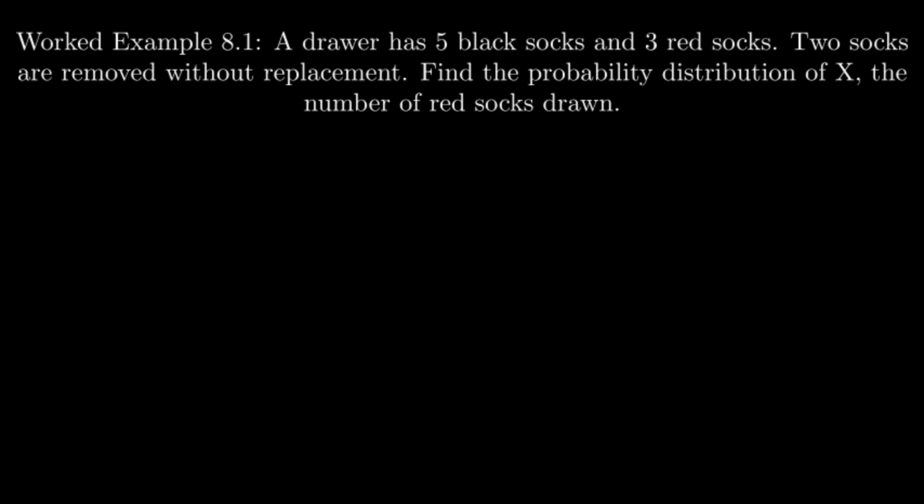This is worked example 8.1 from your textbook. The problem states, a drawer has 5 black socks and 3 red socks for a total of 8 socks. We draw 2 socks without replacement. Our goal is to find the probability distribution of the random variable X, where X represents the number of red socks drawn. A tree diagram is an excellent tool for visualizing the possibilities and calculating the probabilities here.